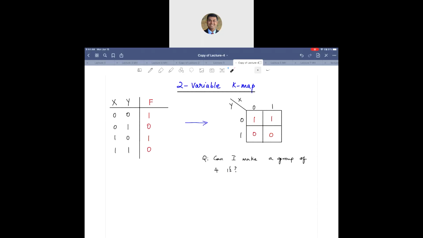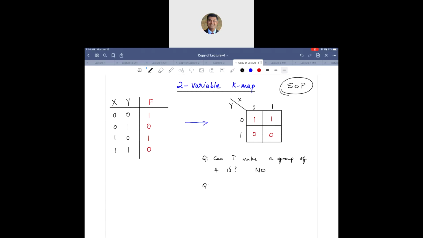So the first question is related to your main objective. Your main objective is to make the largest group of ones in the case of SOP. So we are doing this for SOP here. We will be doing the first few examples on SOP, then at the end we will talk about POS. So for now, just assume that I'm talking about SOP simplification. So can I make a group of 4 ones? No, I can't, because there are only 2 ones in there.